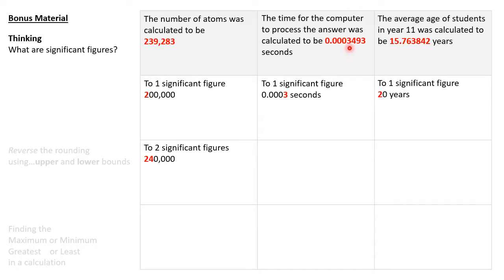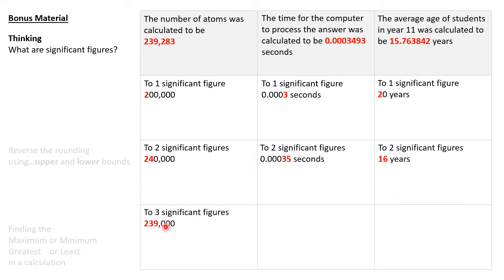The next one, I'm going to keep 2 digits, so I'm looking to keep the 3 and the 4 as the ones that are interesting in my answer, but I have a look next door, and because it's a 9, this 4 is going to become a 5. So to two significant figures, we should have 0.00035. And then for year 11s, I'm keeping the 1 and the 5, and I just have a little check into the next column, it's a 7, so I am going to have to round that 5 up. So we've got 16 years.